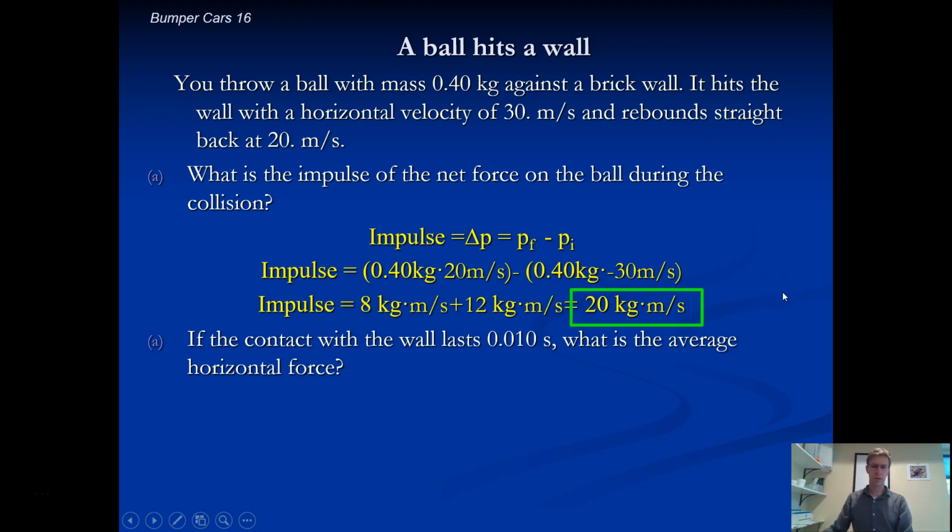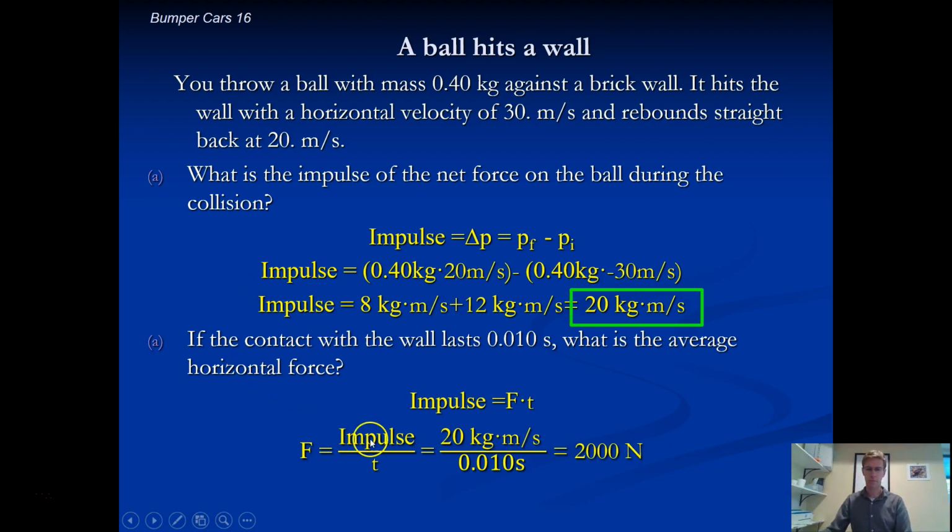So for part B of this question here, which is labeled oddly part A again, so I apologize for that, that's part B. For part B, we want to find the average force. So impulse also equals force times time. We now know the impulse, so if we want to find the force, we just take the impulse and divide it by the time. So force is impulse divided by time. Our impulse is 20 kilograms times meters per second. Our time is 10 milliseconds, or 0.01 seconds. And so our force comes out to be a box-worthy 2,000 newtons.